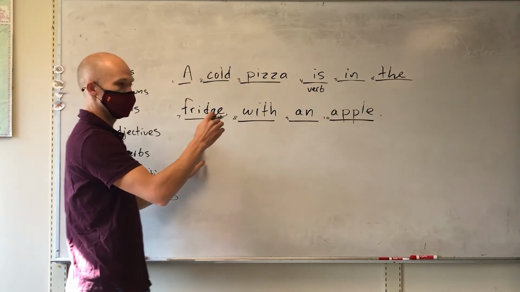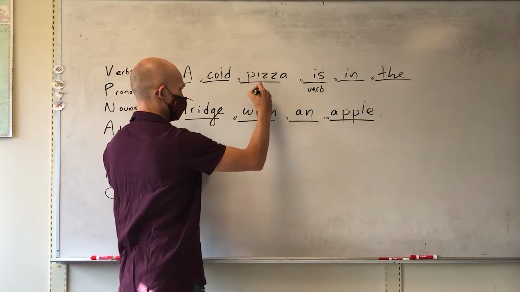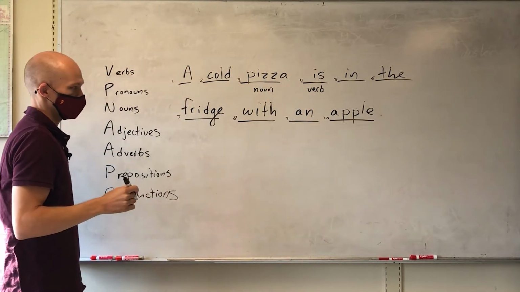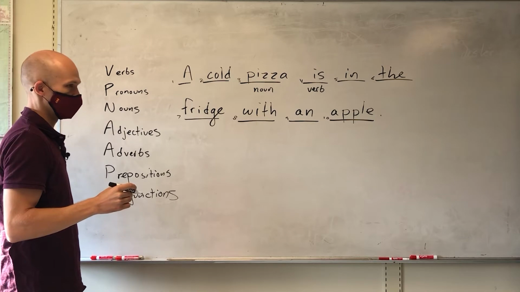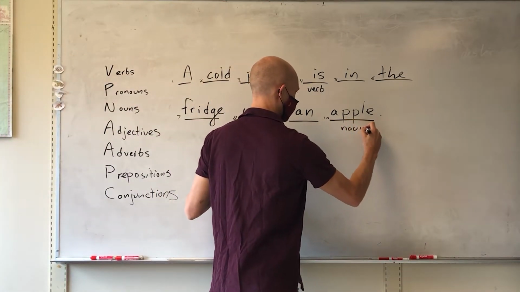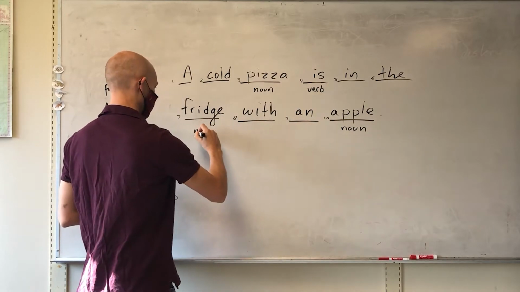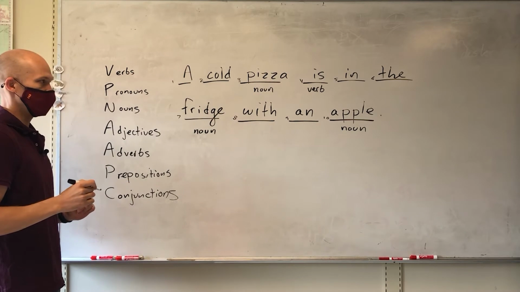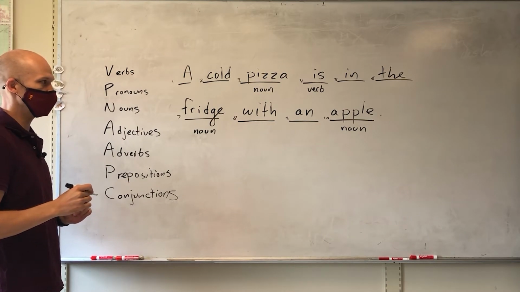So then with pronouns and nouns, first start with the one that's doing the verb is. We have pizza right there, so that's a noun. What else? What are the nouns and pronouns? Apple and fridge. Okay, great. So then, any other things?